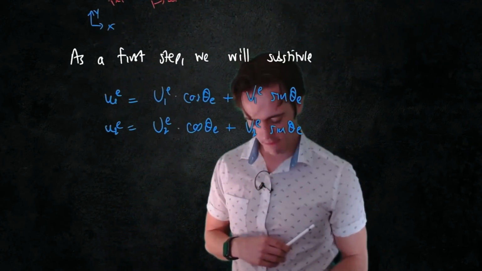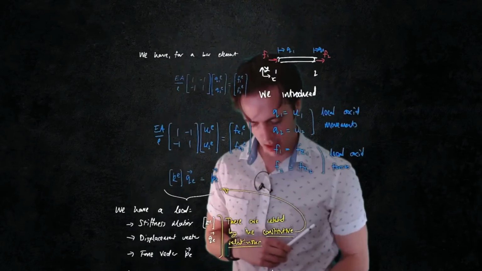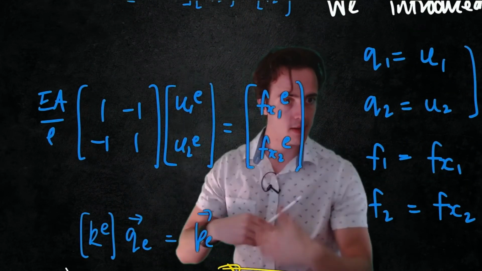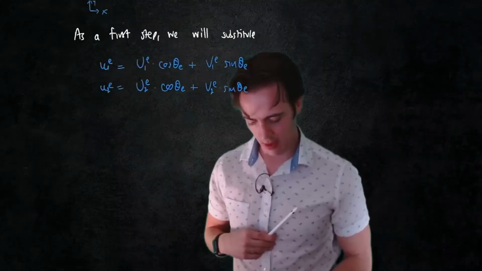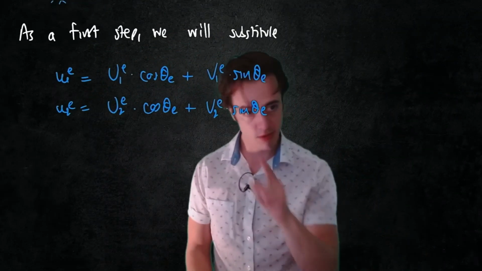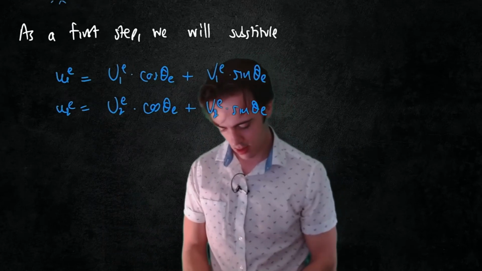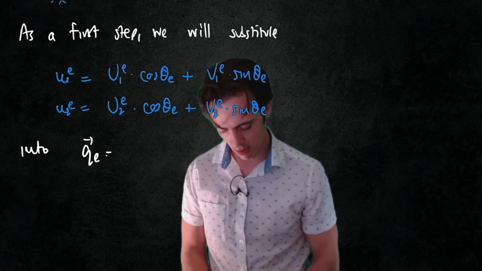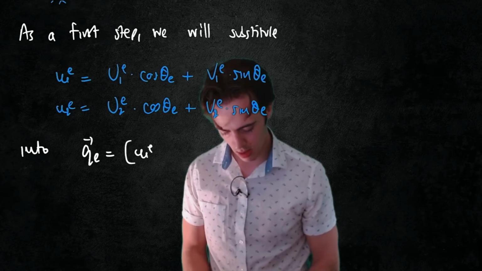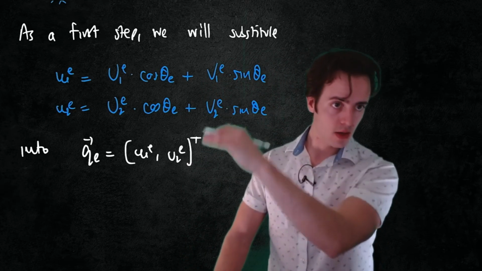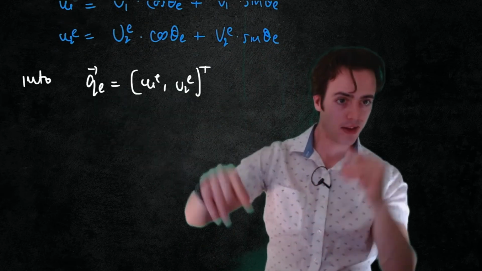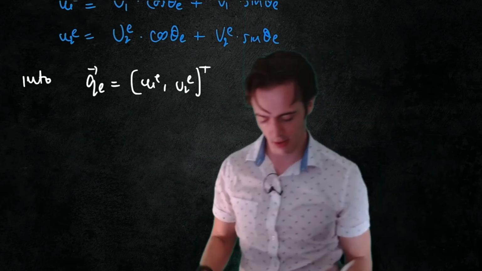So in fact, I would rather be able to represent this vector here. Okay, I'd rather be able to represent this local vector by substituting these two in here. So we're going to substitute this into Qe. Remember, the Qe is u1e, u2e. Okay, it's a column vector, but I don't like writing column vectors when I'm writing them in text. So we're going to substitute those into here as the first step.